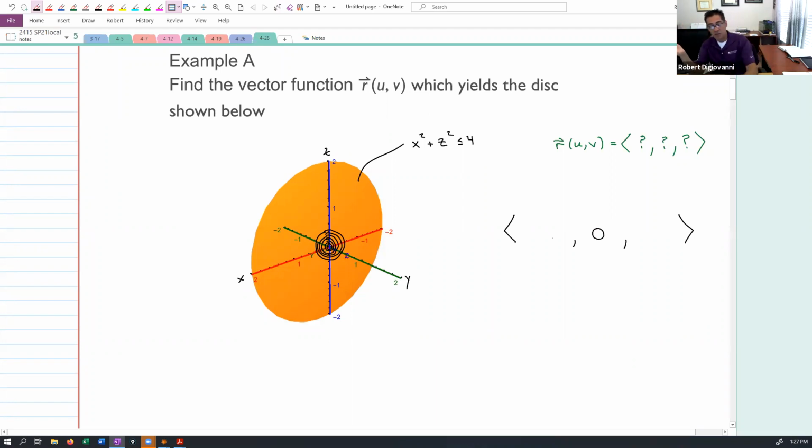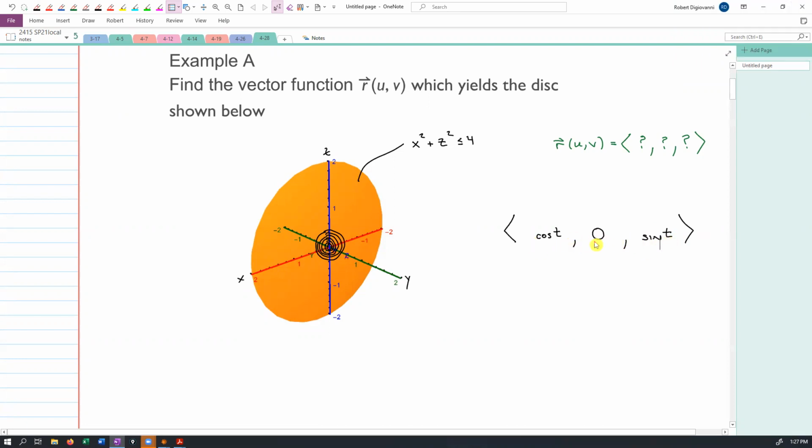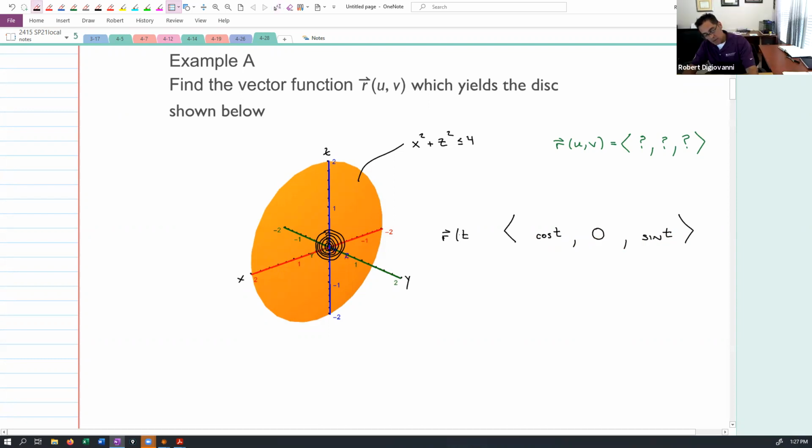And then you're saying cosine t, sine t for the X and the Z respectively would draw a circle of radius 1, wouldn't it? Yes. Okay. So if we define it this way right now, I'm just going to write this down.